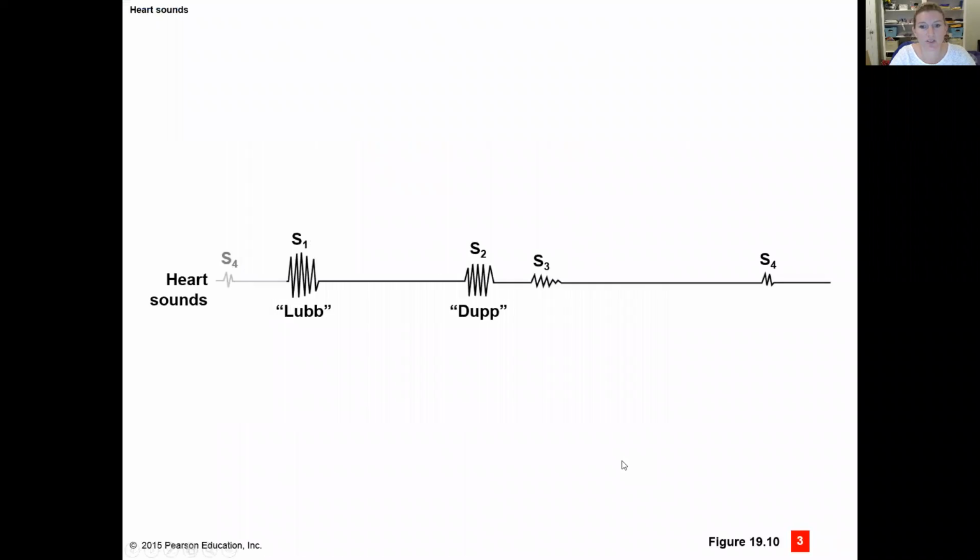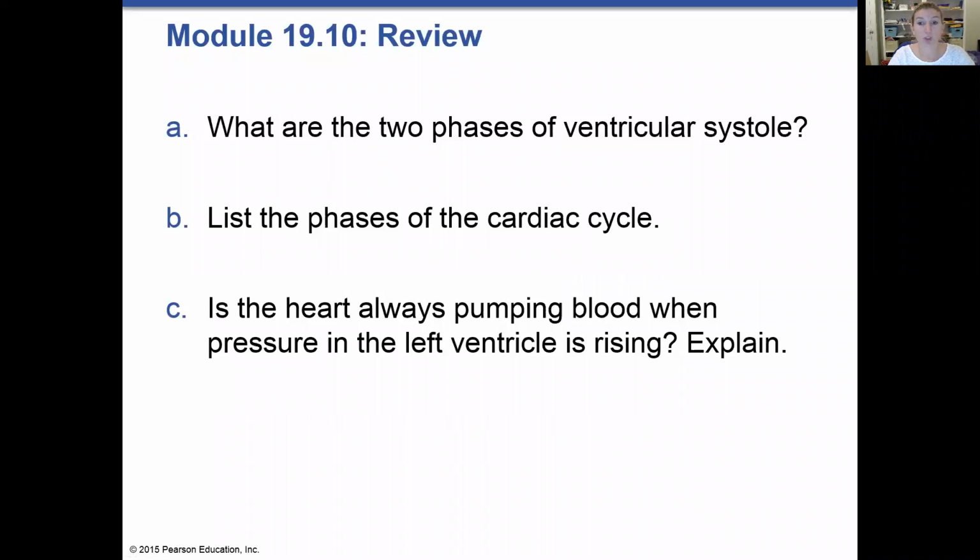There we go. So there's the sounds. Lub, dub. AV valves, semilunar valves. You know what, I think I'm going to stop the video here actually, and we'll start back up in the next video with the next section of this chapter. This stuff is intense, so please go back, re-listen, revisit, say it out loud. The more active you can be when you're studying, the more this stuff's going to stick in your head.